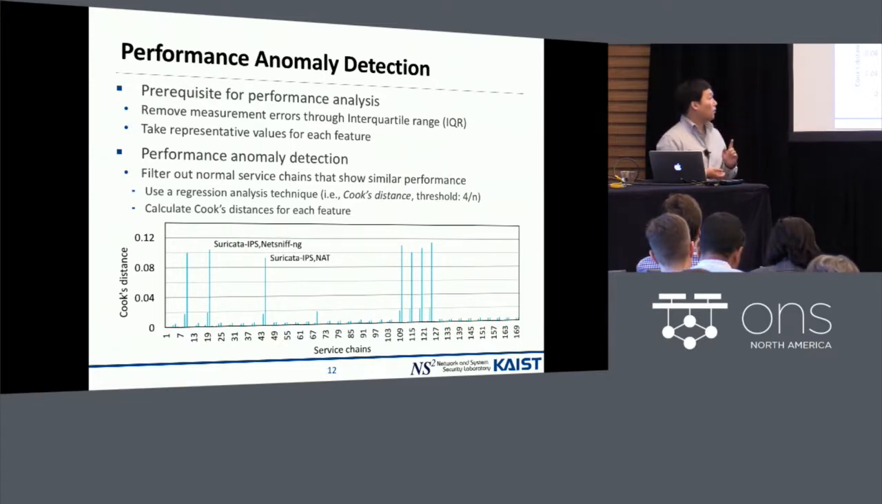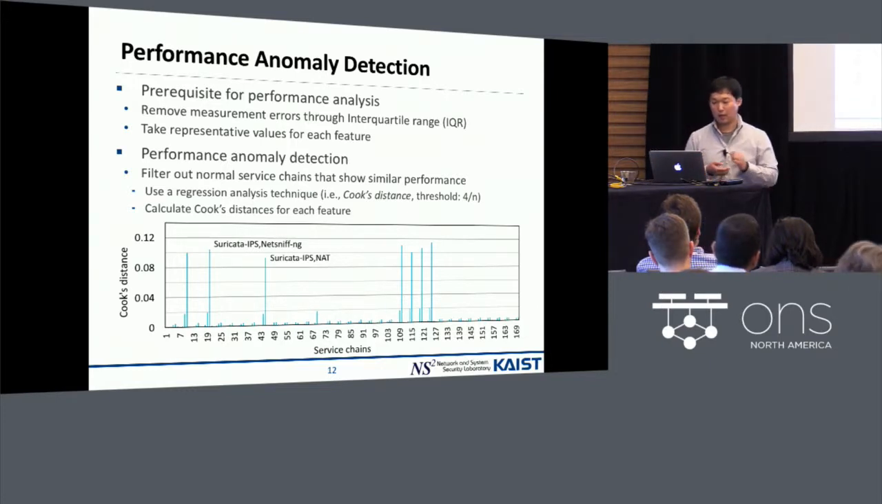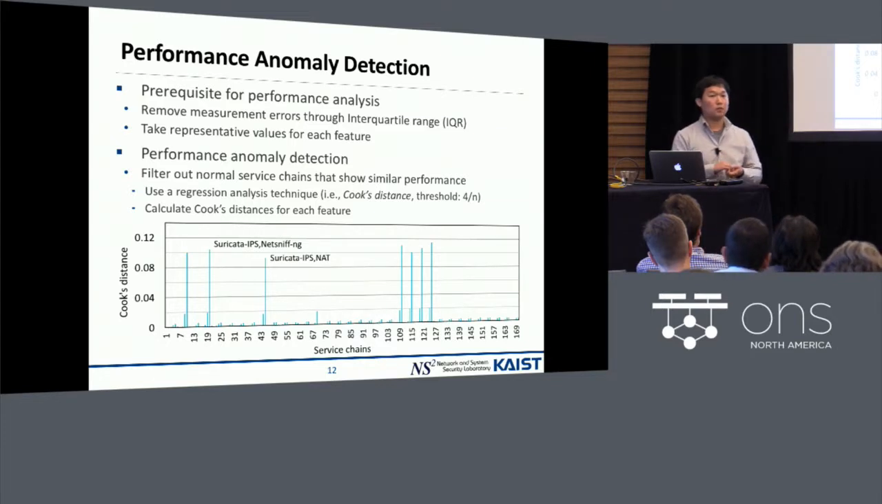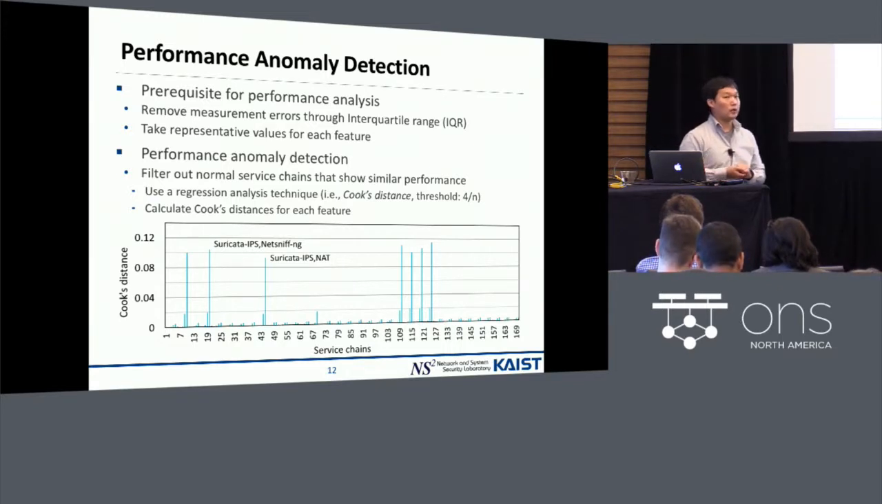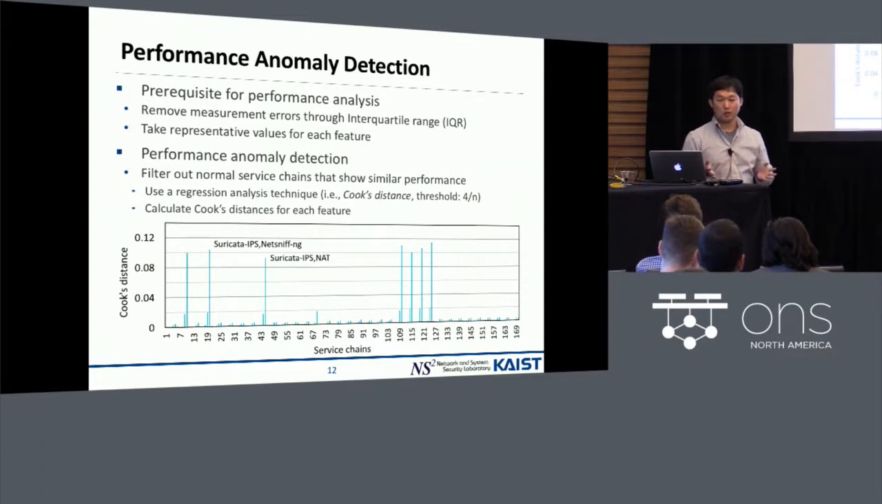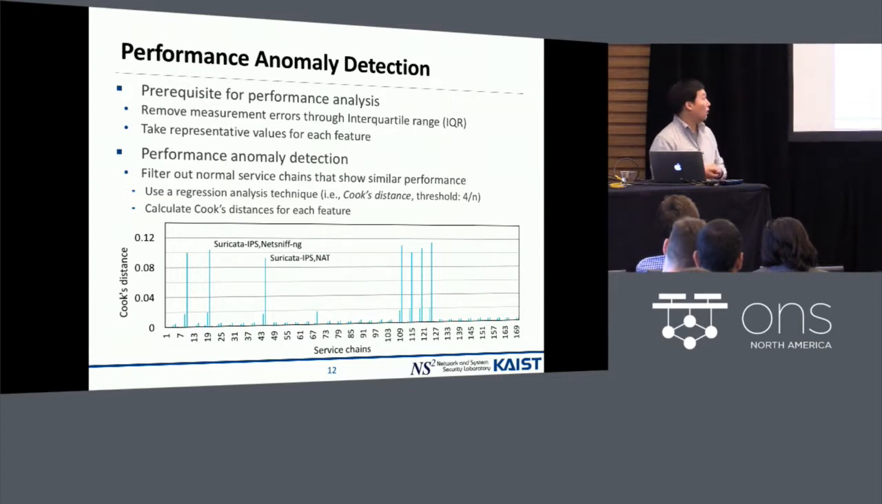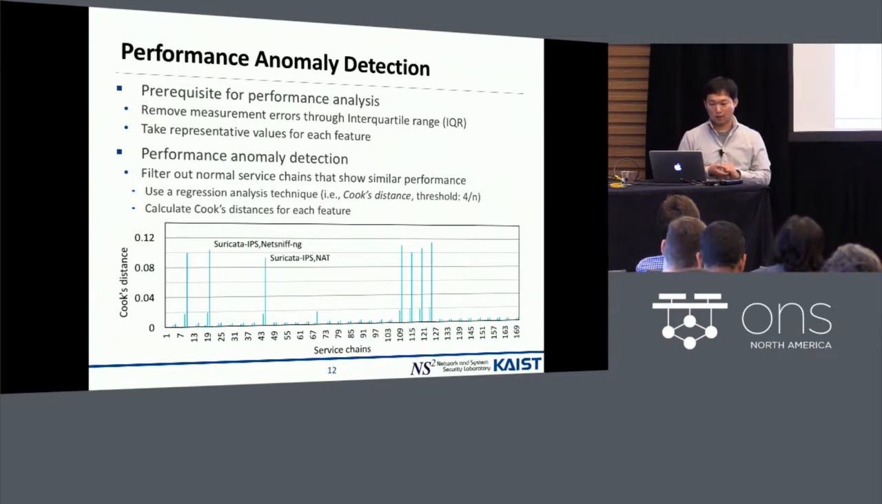Here, the basic idea of this performance anomaly detection is that if there is no performance anomaly, then the outcomes of most service chains might be similar to each other. So by calculating how a service chain influences the other service chains using a regression analysis technique, we can sort out some suspicious service chains that we measured.